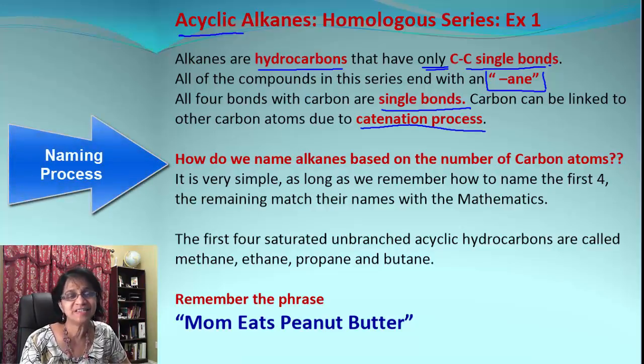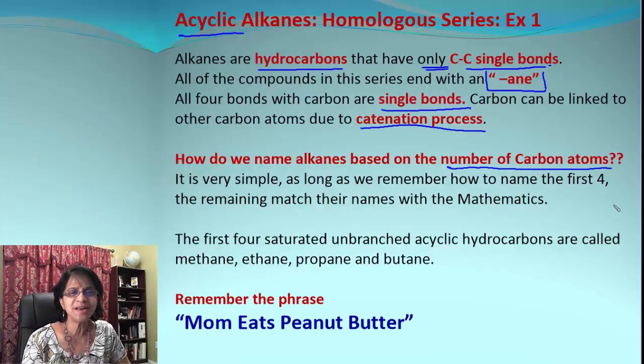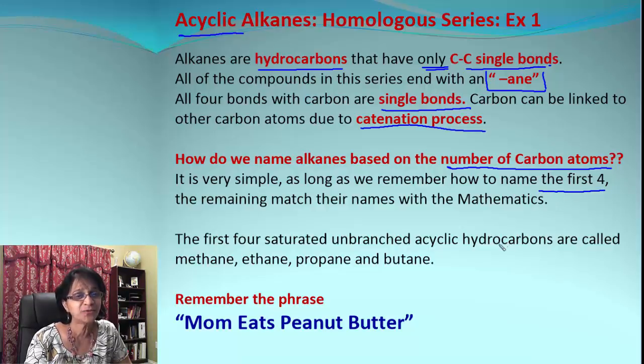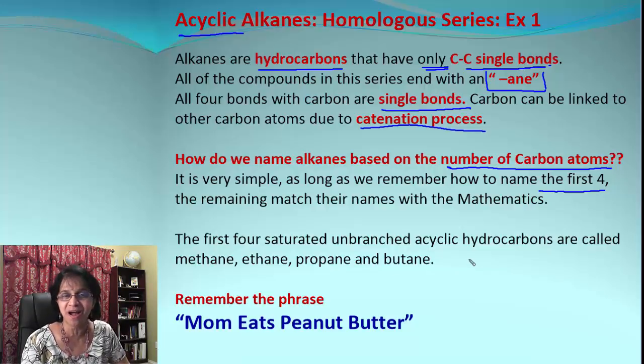Now where do we begin in this naming process? The very first thing is we need to count number of carbon atoms. And it's extremely simple how the name is connected with those number of carbon atoms. For the first four numbers, there is a phrase which I'm going to explain to you, and for the remaining ones, they match with simple mathematics. Here are the first four saturated, unbranched or cyclic hydrocarbons.